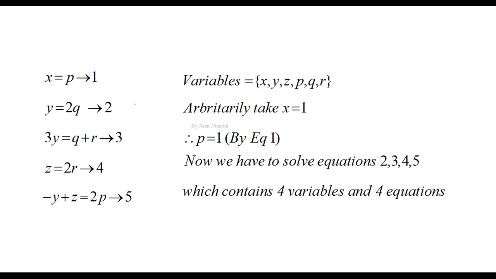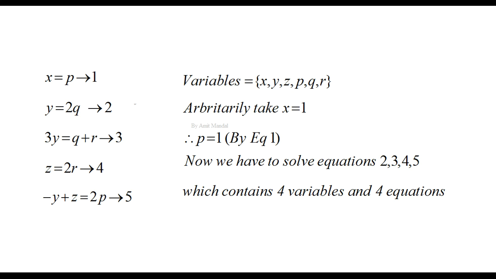But the total number of unknown variables here is 6. Those are x, y, z and p, q, r. We know that for solving any simultaneous equations, the number of equations and the number of unknown variables must be the same. But here the number of equations is 5 but the number of unknown variables is 6. So we can drop one variable by assigning some value to any one of the variables.